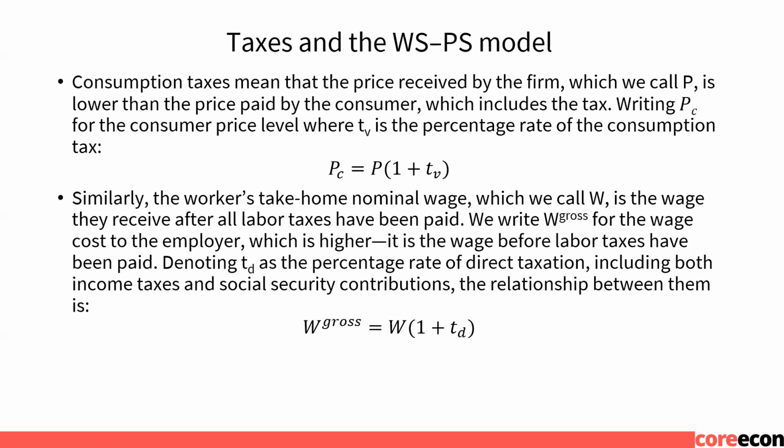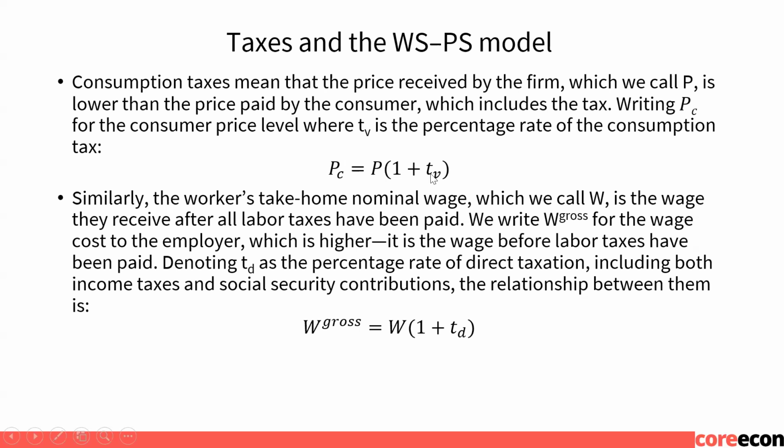Here we will start with taxes on consumption. Consumption taxes mean that the price received by the firm, which we will call P, is lower than the price paid by the consumer, which includes the tax. So if we denote PC as the price paid by consumers and P as the price received by the firms, there is an addition, a percentage tax put by the government, TV.